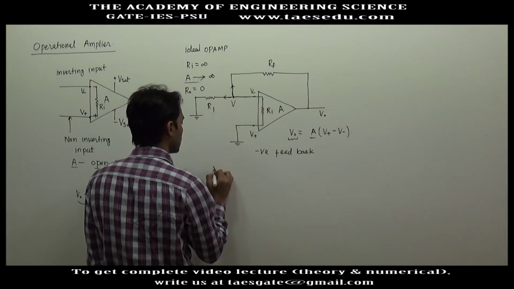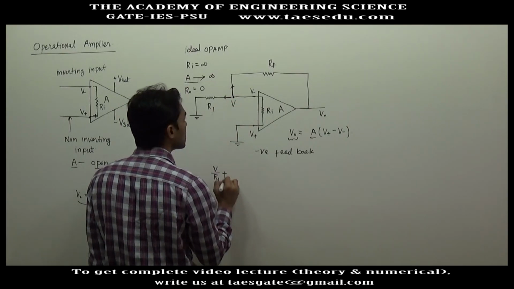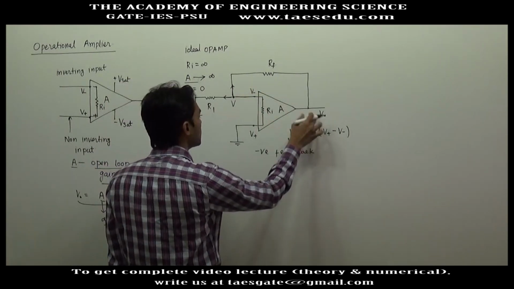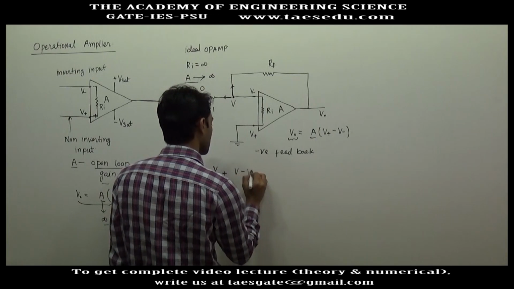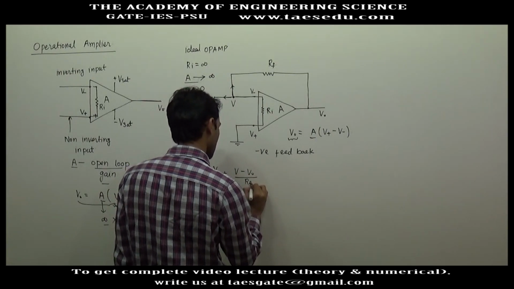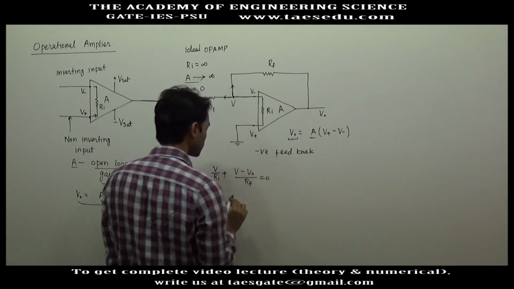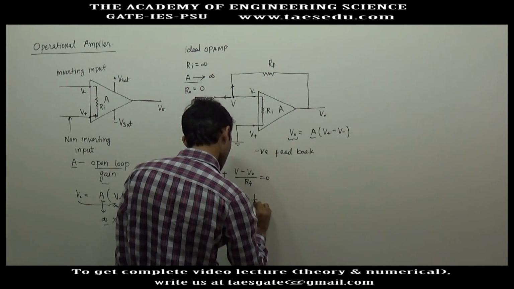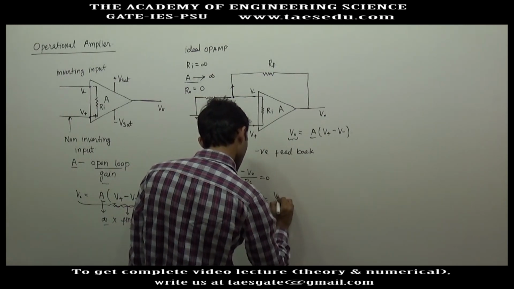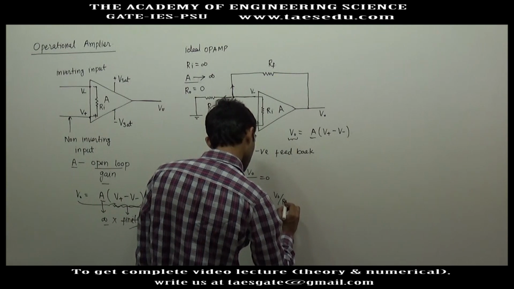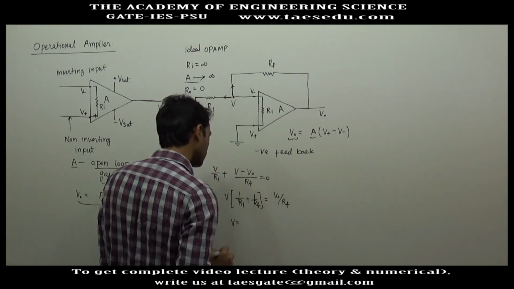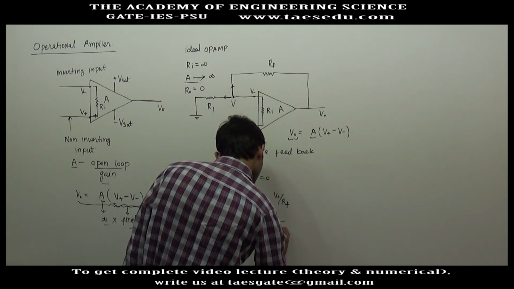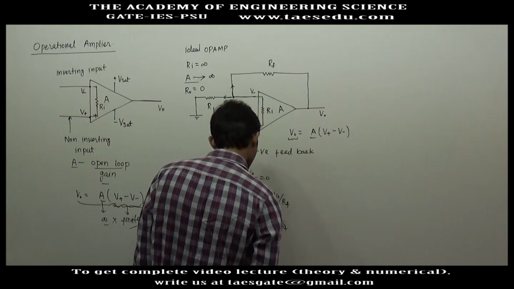So this current is V divided by R1, plus the current in the feedback resistance, which is (V minus V0) divided by RF. This is equal to 0. So we will have V into (1 upon R1 plus 1 upon RF) equal to V0 by RF. So V will be V0 into R1 divided by (R1 plus RF).